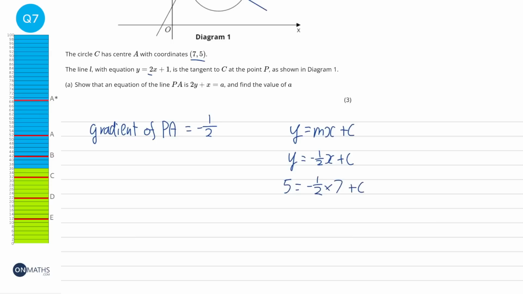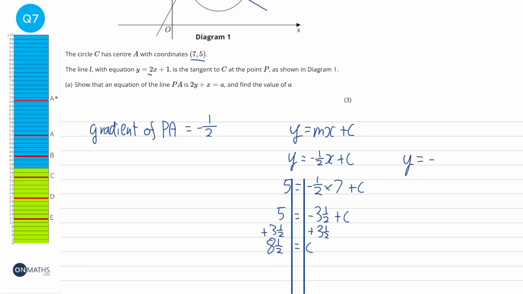And then we're going to just put our lines in. So we're going to start by just multiplying the right hand side. So it'll be 3.5 plus c. And we're just going to add 3.5 both sides. And so that would be 8.5 is c. So c is 8.5. And so we're just going to write this equation again, but putting in the bits that we know. So it's going to be y equals -1/2 x plus 8.5.